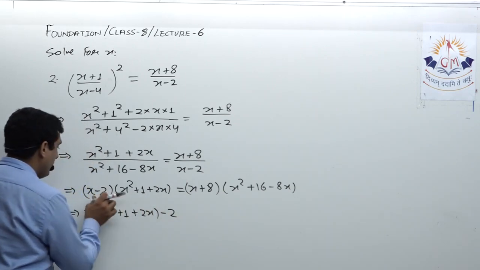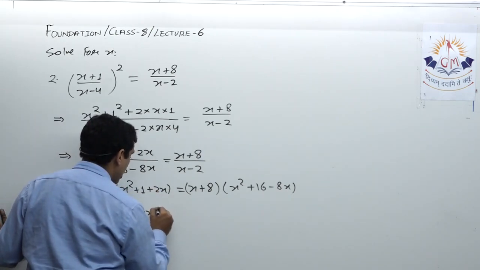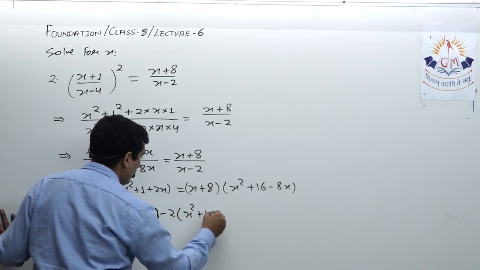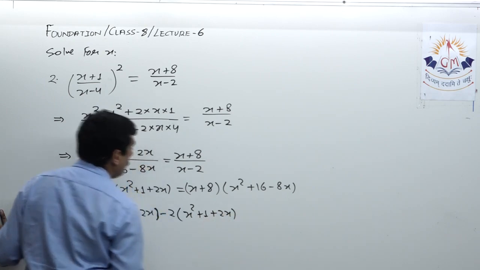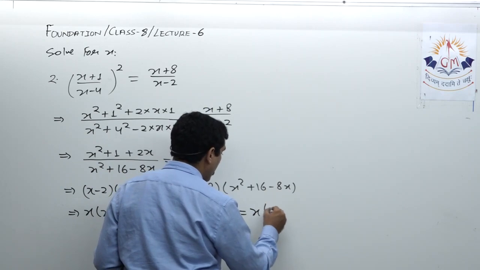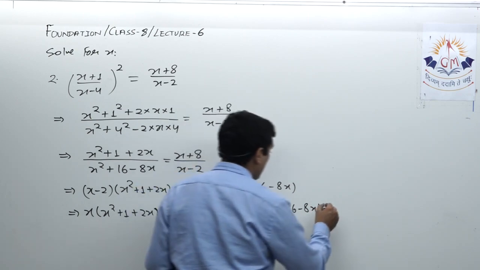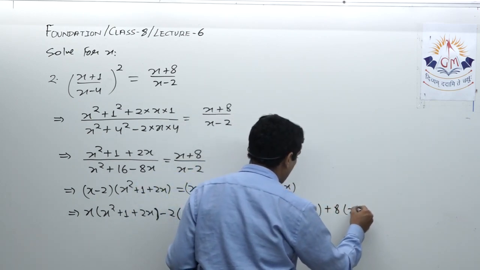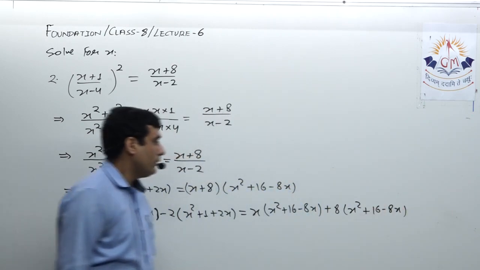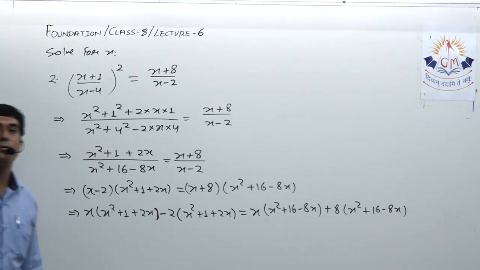minus 2. After that I will multiply this minus 2 with these three terms. So I am writing over here minus 2 multiplied by x square plus 1 plus 2x. Similarly on the right hand side, x multiplied by x square plus 16 minus 8x, then plus 8 multiplied by x square plus 16 minus 8x. Okay, so perform these multiplications, then I will give you the further solution.